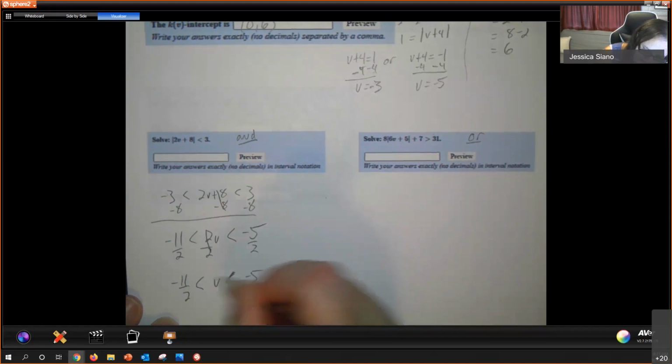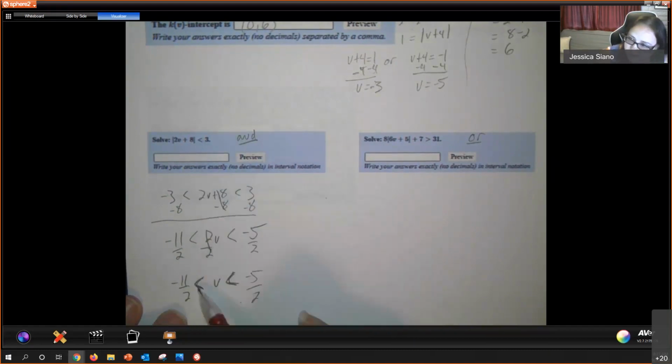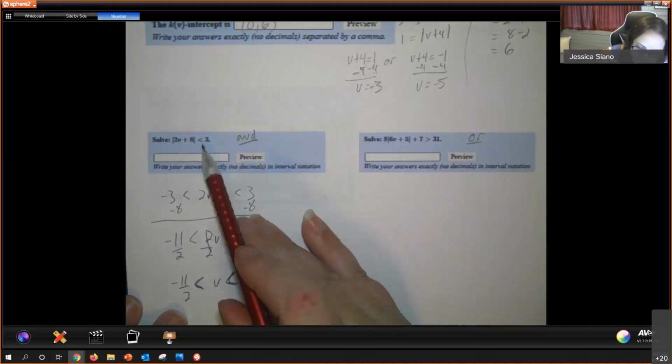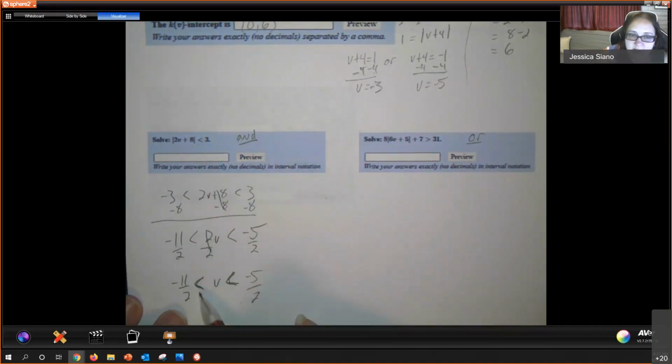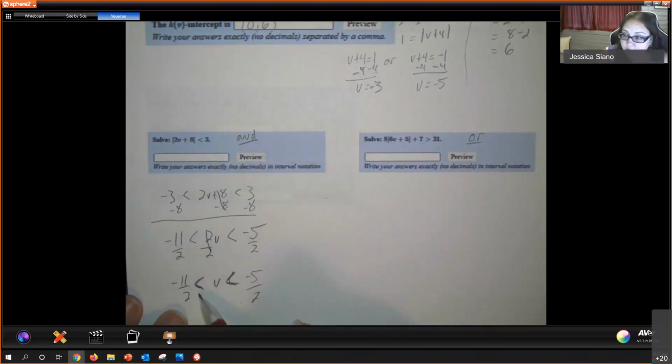Now, a note that if this has an or equal to, then so should this. So whatever this is, you're just going to put the exact same sign over here. So since this didn't have an or equal to, mine didn't have an or equal to. But if there was an or equal to, that would have carried. I hope that makes sense.